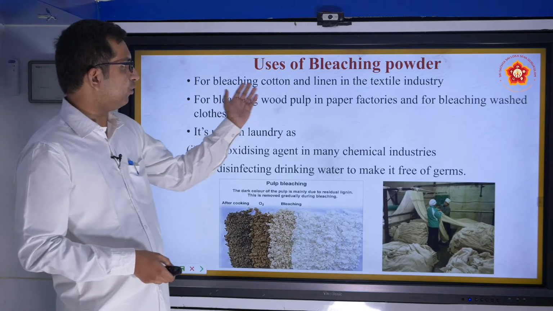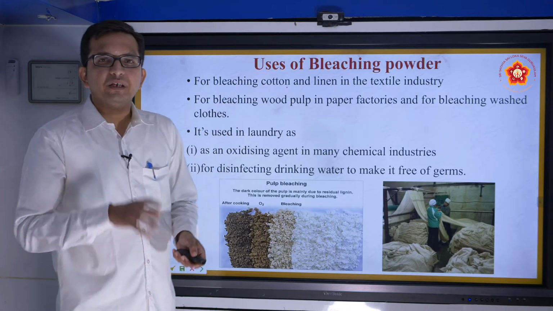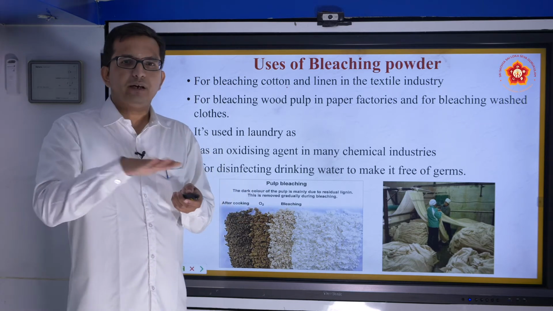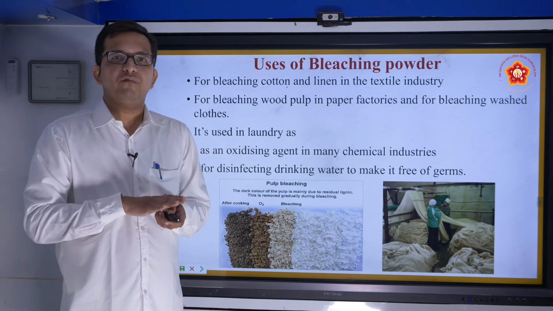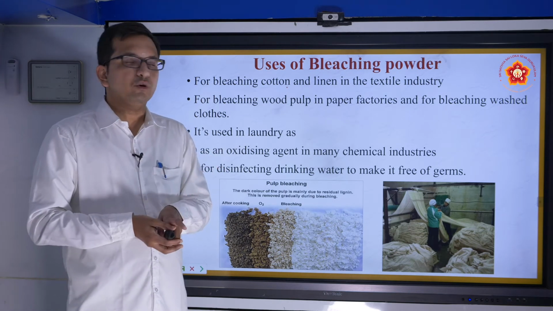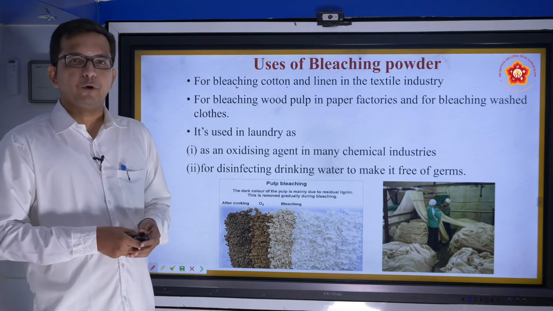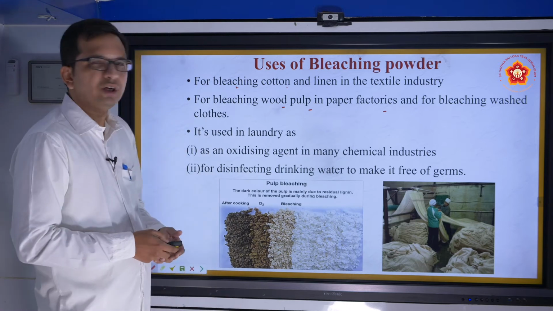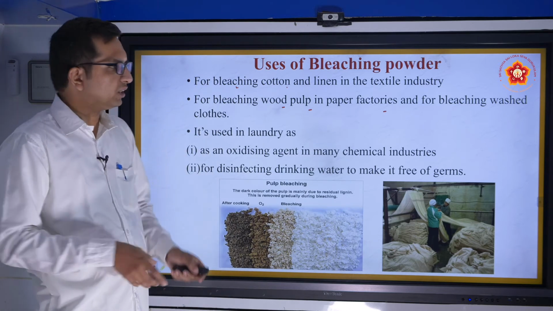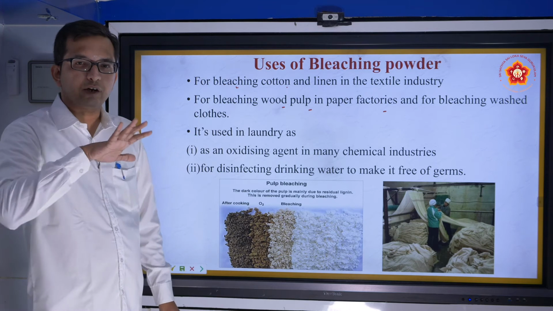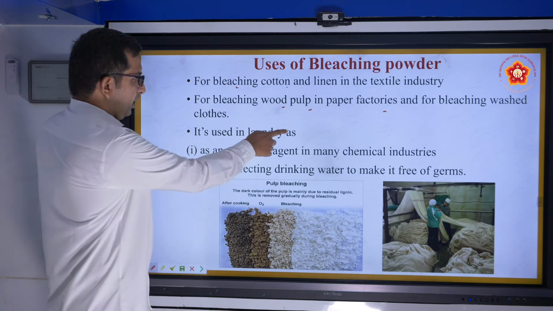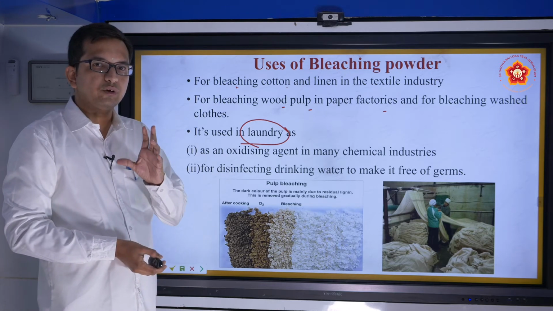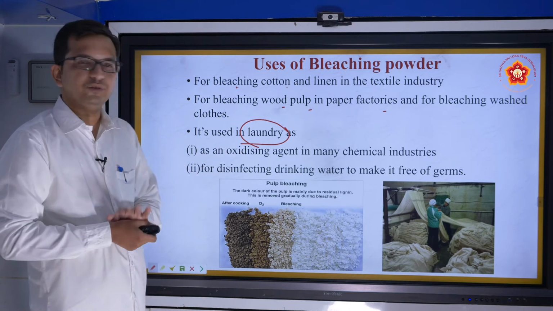We have some uses here for bleaching cotton and linen. So basically in the textile industry, what is textile? Clothes and all. There, to make it pure, so that all the impurities can be removed, this process of bleaching is employed. You can see there, for wood pulp in paper factories, for bleaching washed clothes. Generally washed clothes will have a lot of impurities, and if you use bleaching powder, it can remove many such impurities. That is why it has an important use in laundry. In the laundry, because it has very good cleaning properties, this is used.